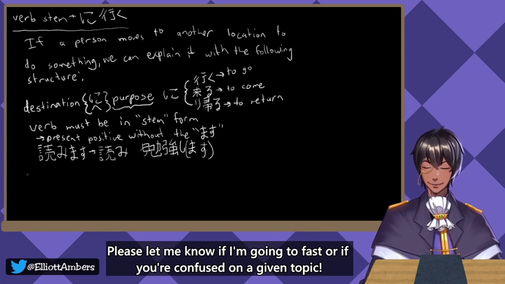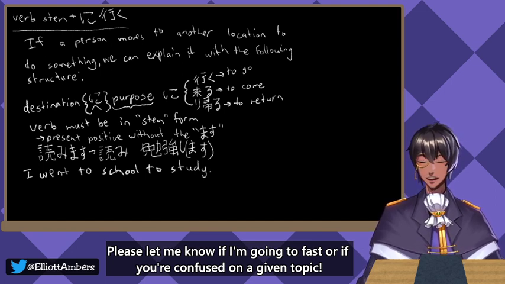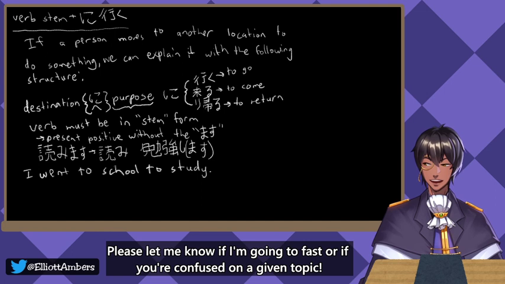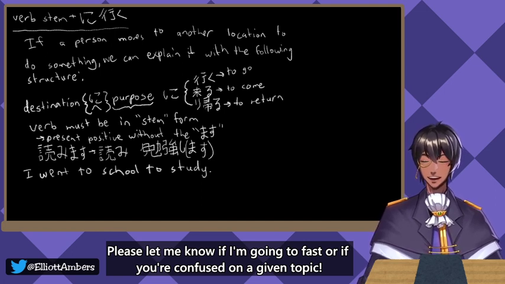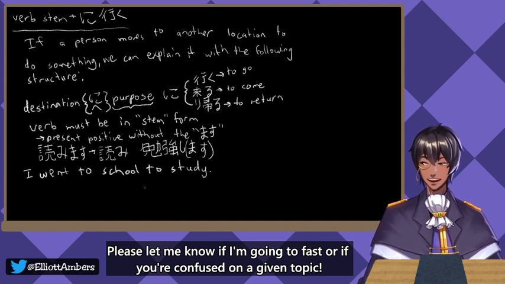Let's say I want to use the sentence, I went to school to study. Very simple sentence. We can see that this fits into the idea of the sentence structure. We have a destination: I went to school. The purpose was to study. The way we would apply our goal here, our purpose, the movement, would be the following.